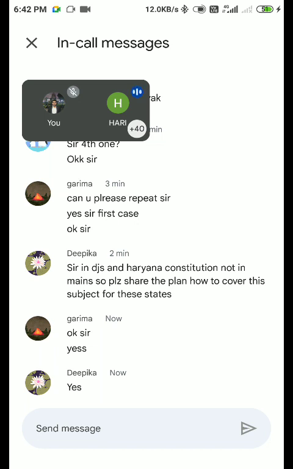Now coming to the doctrine of severability. A.K. Gopalan versus State of Madras. Doctrine of severability. Second one is the State of Bombay versus Balsara. Then RMDC versus Union of India.